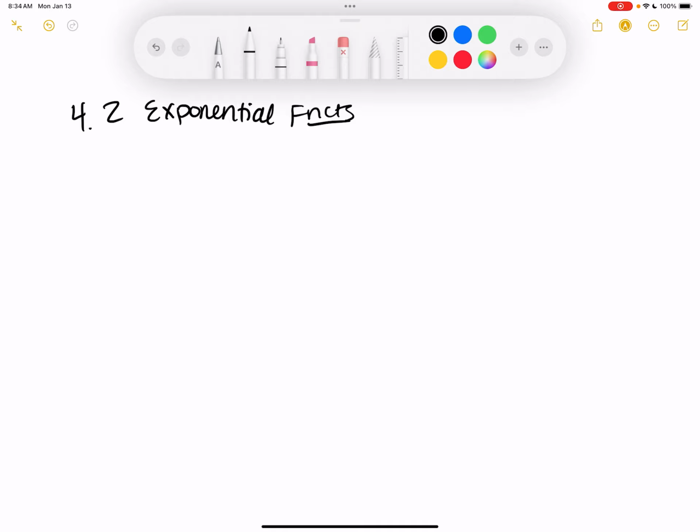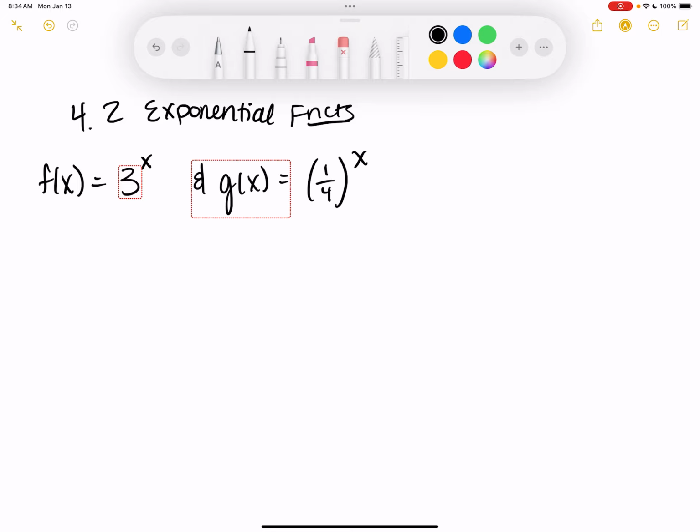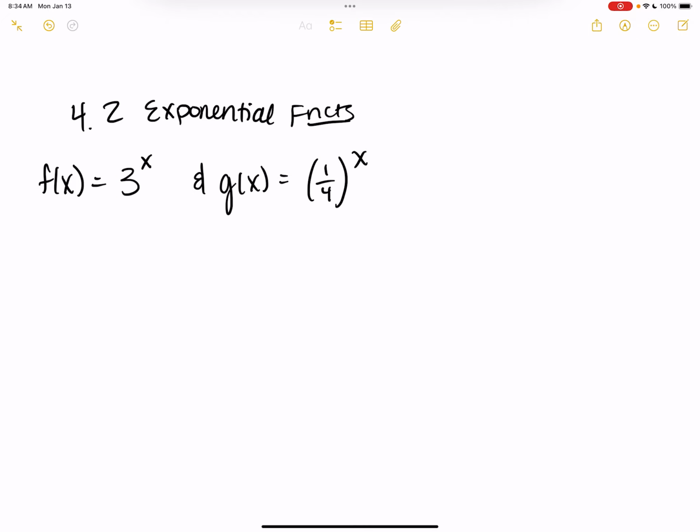But for these first few problems, they have told us that f of x is equal to 3 to the x and g of x is equal to 1/4 raised to the x. And then it says to find each of the following, round answers to the nearest thousandth if needed, which should only really be a problem for the ones where they're asking you to plug in a decimal number, which I'm probably not even going to do.